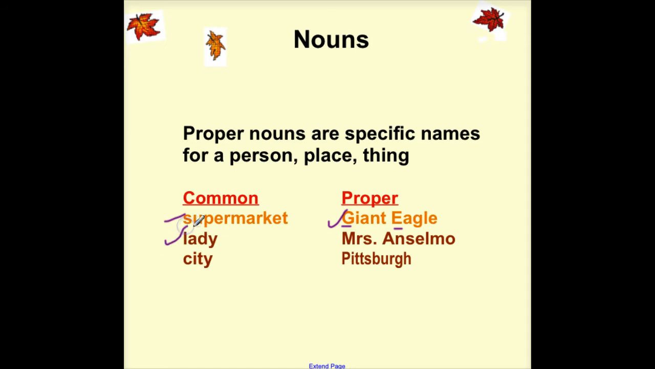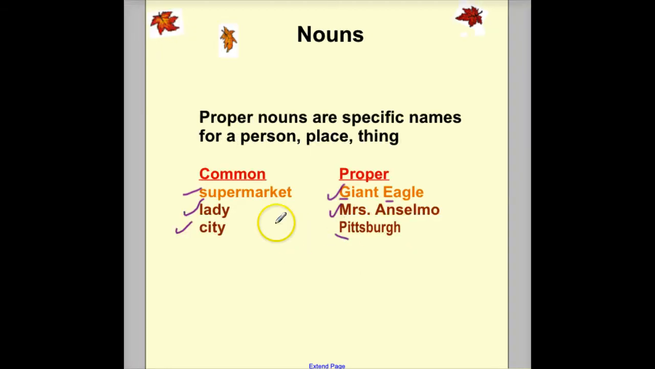If I'm talking about a lady, any old lady, lowercase l will be just fine. But if I'm talking about a particular lady, Mrs. Anselmo, then my title and my last name have to be capitalized. This is an exact name of a lady, and it has to be capitalized. If I mention a city in my writing, no problem using a lowercase c, but if I mention a particular city, like Pittsburgh, then you better believe we have to use a capital letter. Proper nouns are specific names for people, places, and things, and they always, always, always have a capital letter.